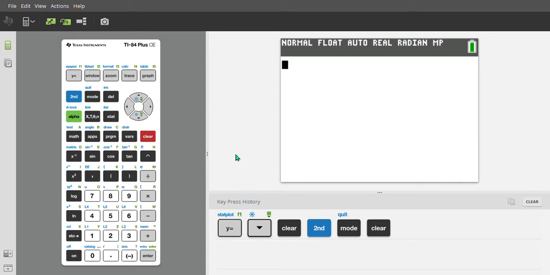In the previous video, we learned how to find the average value of a function, and we did so with traditional paper-pencil calculus techniques. What we're going to look at here is how we can do this using technology, specifically a TI-84.